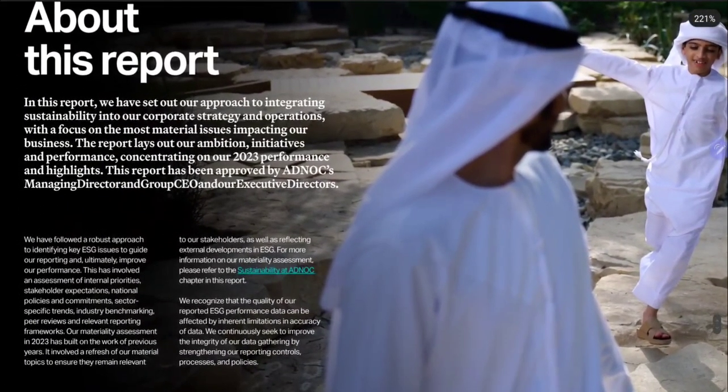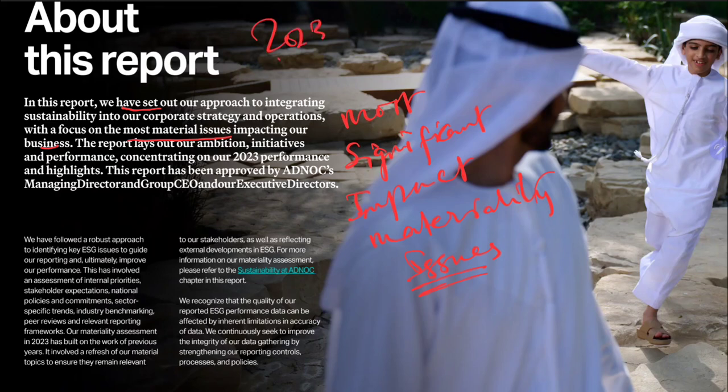You read it very carefully, students. In this report, we have set out our approach of integrating sustainability into the corporate strategy and operation with a focus on the most material issues. So most significant impact, materiality issues. Okay, so we have identified this. It is written by the company, and the report laid out the ambition, initiative, performance, concentrating on 2023 performance only.